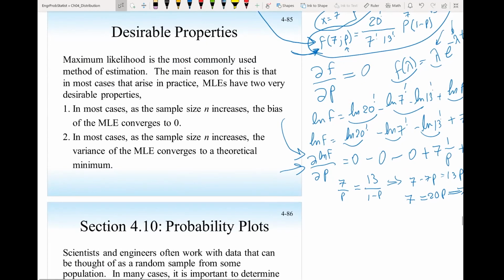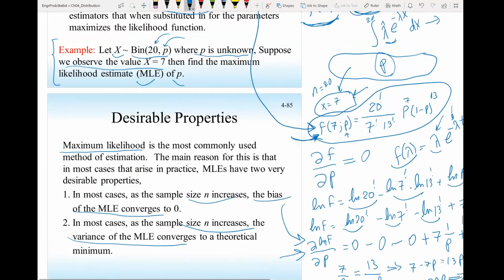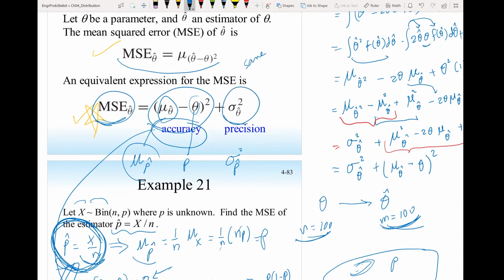Now, there are two desirable properties of the maximum likelihood. In most cases, as the sample size n increases, the bias of the maximum likelihood estimator converges to 0. And also, when we increase n, the variance of the maximum likelihood estimator converges to a theoretical minimum value. So the larger the sample, the better idea you will have, the better is your estimate. It will have 0 bias and you will minimize the variation, which is the precision.